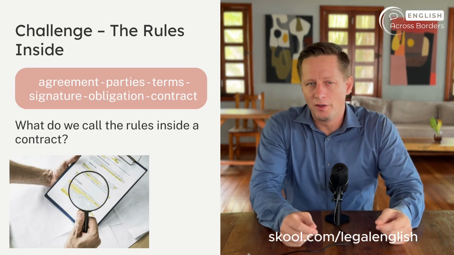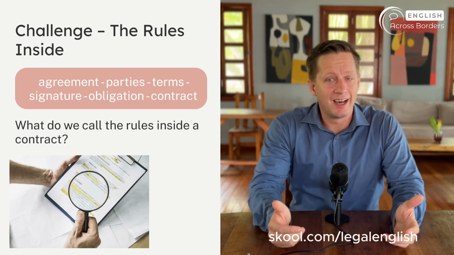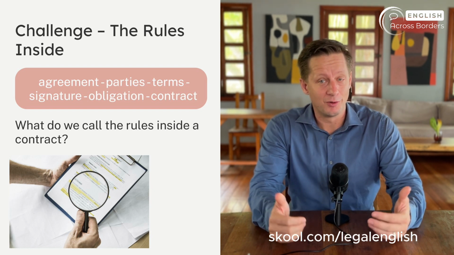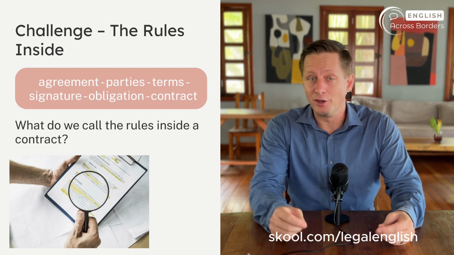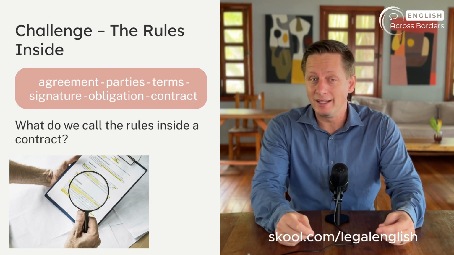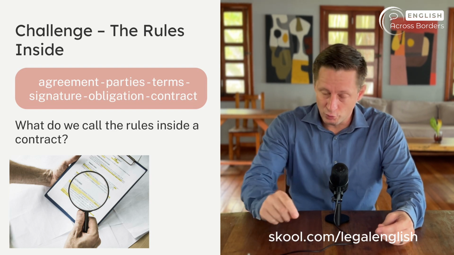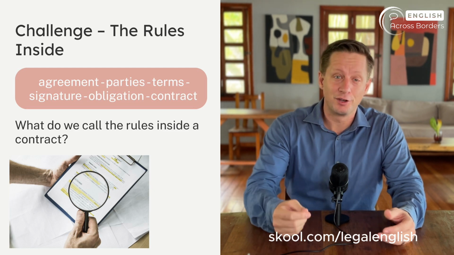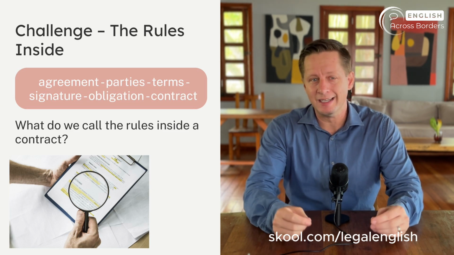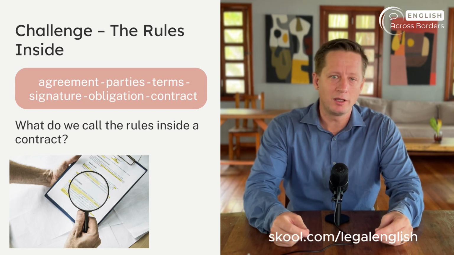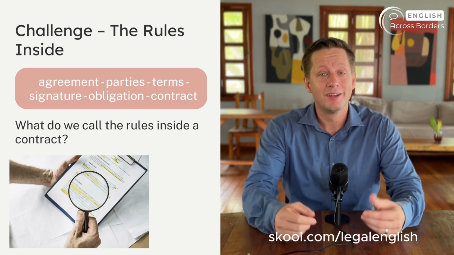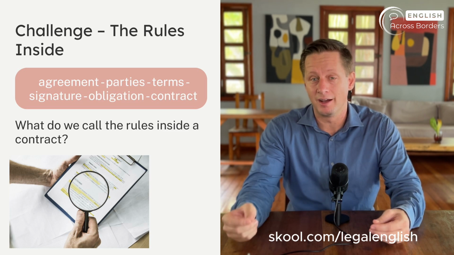What do we call the specific rules inside a contract? Imagine this. You agree to buy a car with a friend. You decide who pays what and when each of you will drive it. You write it all down. These rules are called the terms. Terms tell you exactly what each party must do, like pay by a certain date or deliver something on time.